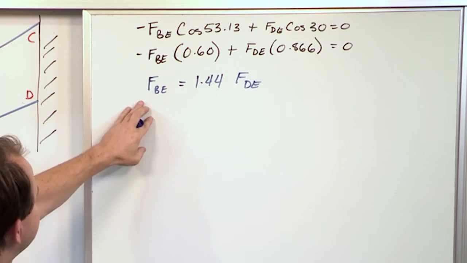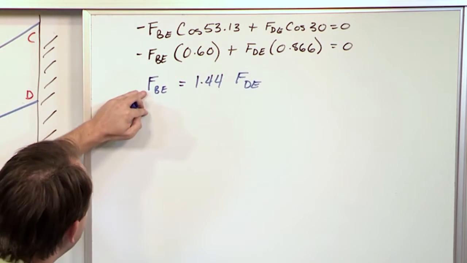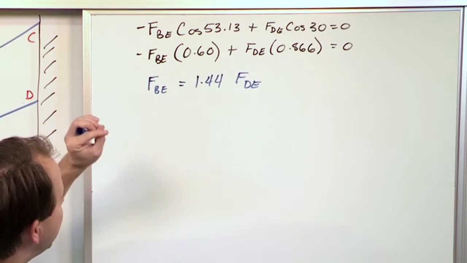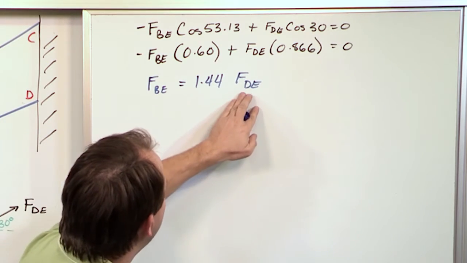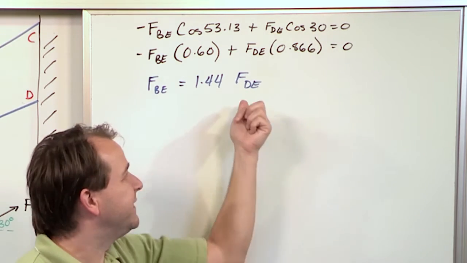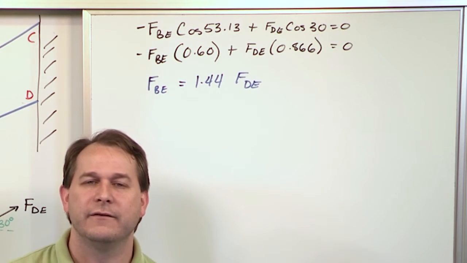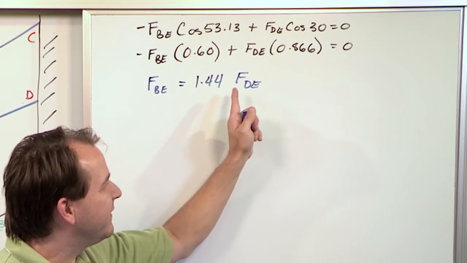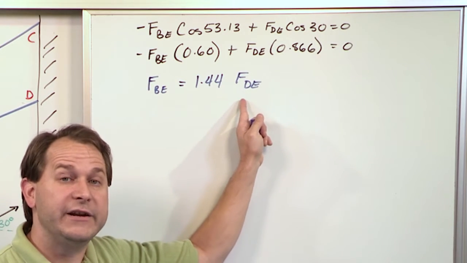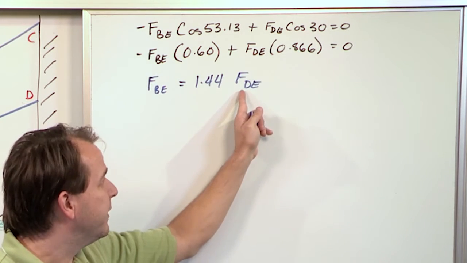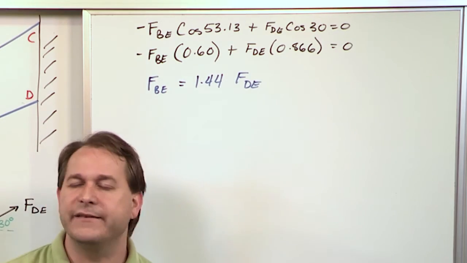What does this equation say? Basically, I take one of the equations, I solve for this. What it means is that no matter what the tension or the force inside of segment DE is, BE is always going to be bigger. Now think about that for a second. Whatever the tension is that you surmise is in here, whatever you measure is in this rope, the one in segment BE is always going to be bigger.